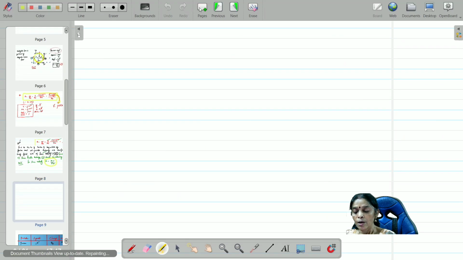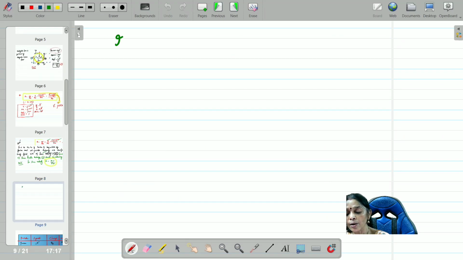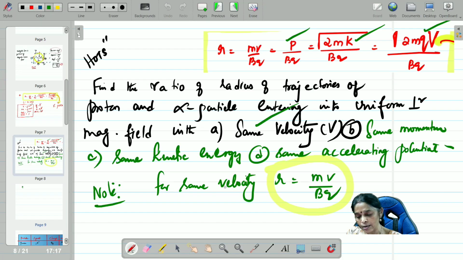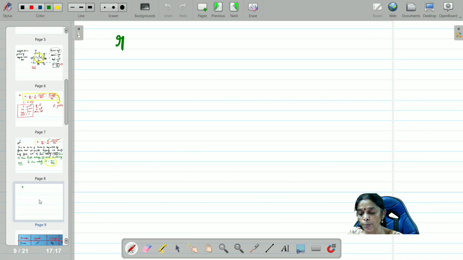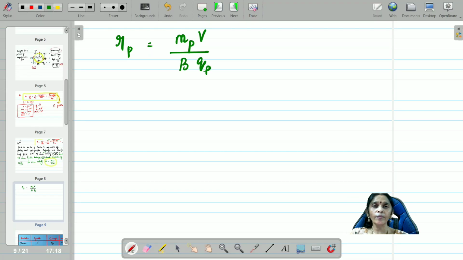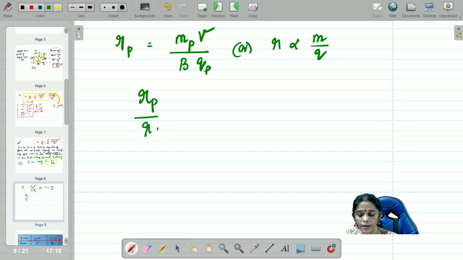Now here, we need R proton by R alpha particle. You're asked to find the ratio of radius of trajectory of proton and alpha particle, proton first, then alpha particle. So R proton is equal to mv by bq, m proton into v divided by b into qp. Children, velocity is same, it is already given. Magnetic field, uniform magnetic field, that's also same. So I can write R is directly proportional to mass by Q. Therefore, R proton by R alpha particle is equal to mass of the proton divided by Q of proton into Q of alpha divided by mass of alpha.